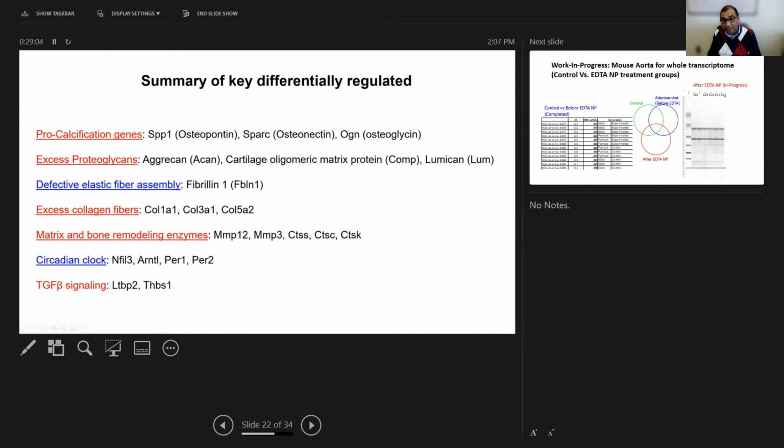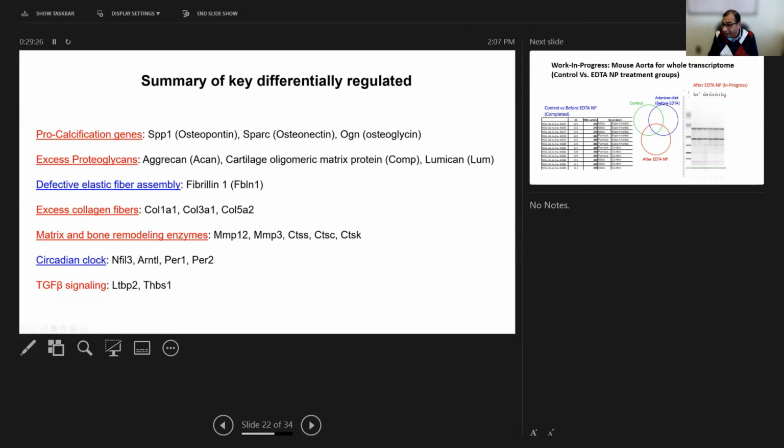Elastic fiber assembly, as I mentioned, fibrillin-1 is an important gene that's downregulated. There are collagen fibers which are upregulated because, as I mentioned, one of the responses to vascular calcification is fibrosis. So you have a lot of collagen that is actually being deposited in the adventitial side of the vascular wall. And we have clearly found that a lot of these genes are actually upregulated.